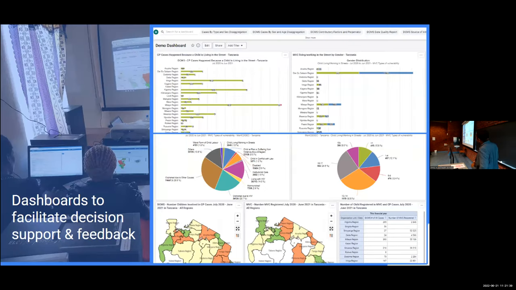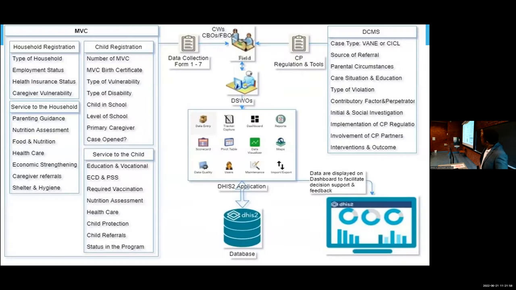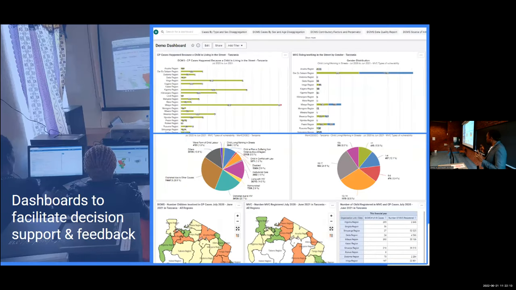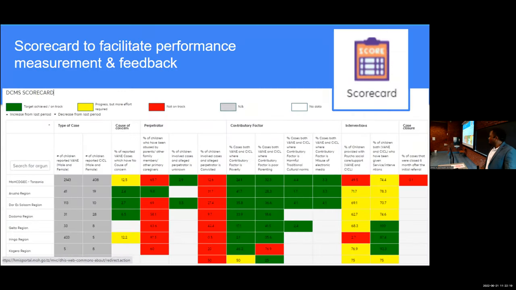So this is an example of just a dashboard that was put in place, and mainly it was trying to answer some comparison based on children living in the street versus child protection concerns, because within the same system, as you may notice, there is also aggregate data for most vulnerable children being captured, and child protection is part of the most vulnerable children. So for instance, this was basically a dashboard trying to compare and see the relationship between the children living in the streets versus those who got child protection concerns.